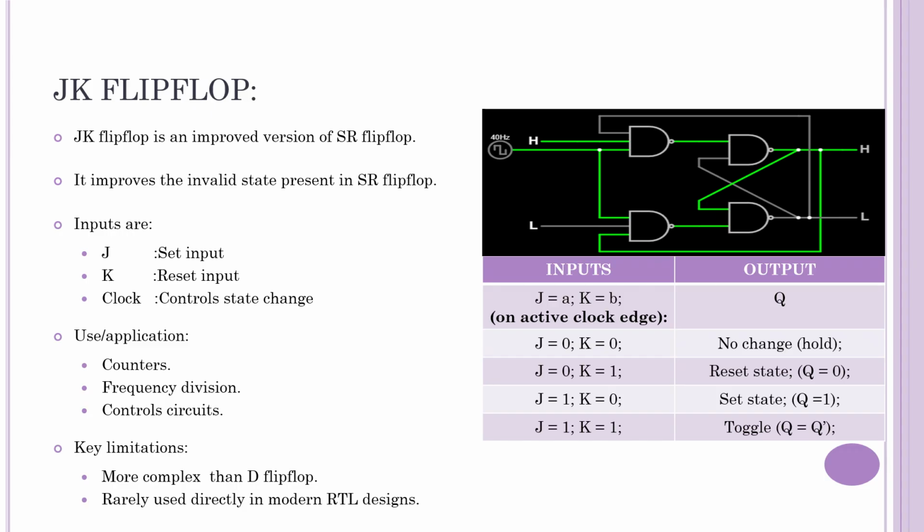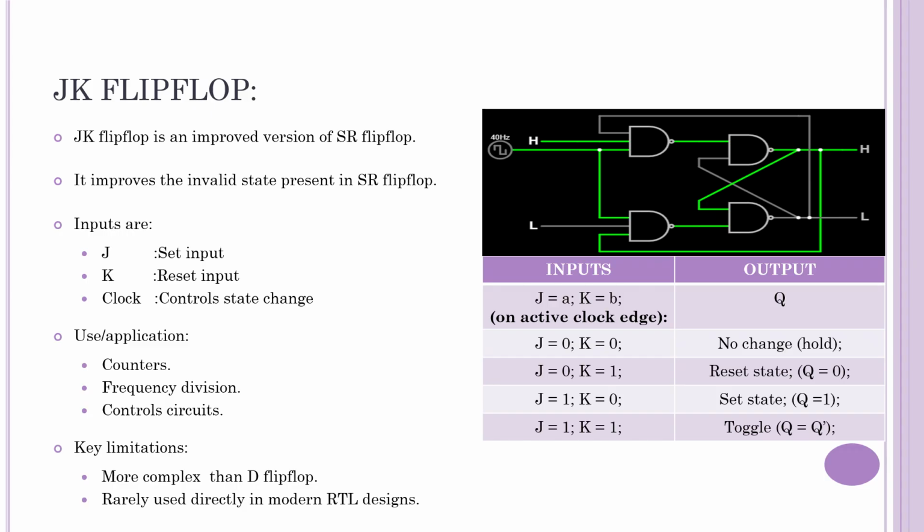Now, let's level up from SR and meet the smarter version, the JK flip-flop. JK is basically an improved version of the SR flip-flop. The biggest upgrade: it removes the invalid state that SR had when both inputs were 1. Here is how it works. J is the set input and K is the reset input, and the clock decides when the state changes.